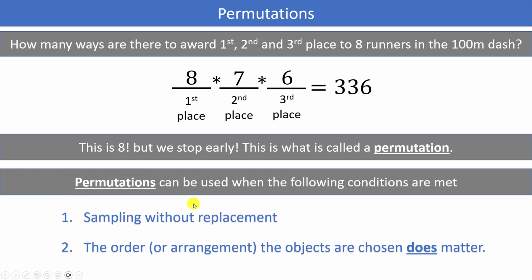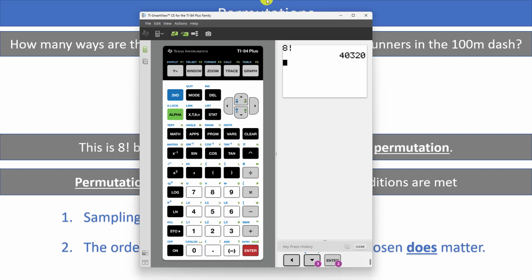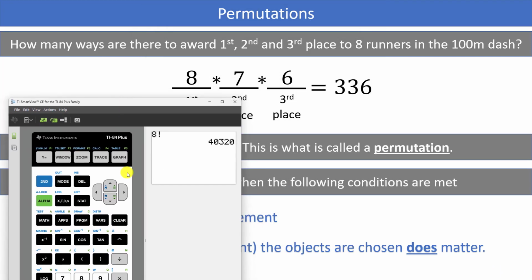Now, I will just note that there is a key on your calculator to calculate this as well. So if we go to the calculator here, the way you need to do this is you need to type in your starting number first, which in this case is 8. We can press the math key, and then we can go over to the PRB menu. And this is the second option down, nPr. And then you'll put in basically how many options you're choosing here. There are 3 different places to award. So you put a 3 there, and you will see you get the same answer as 8 times 7 times 6.